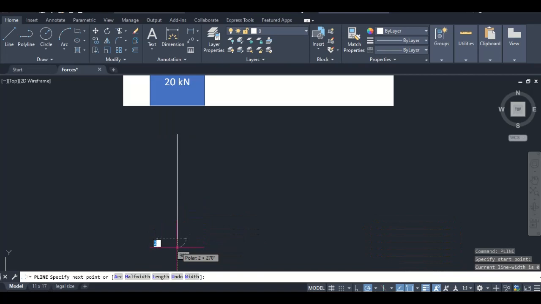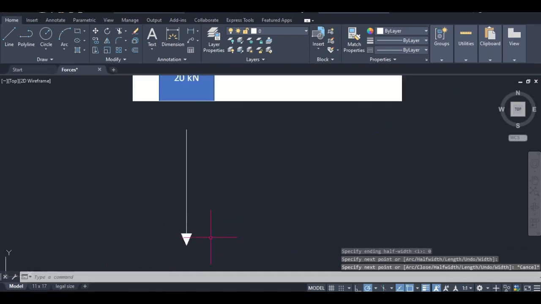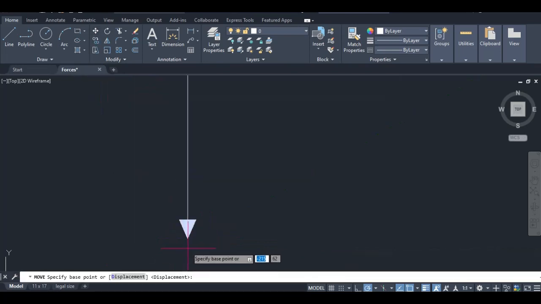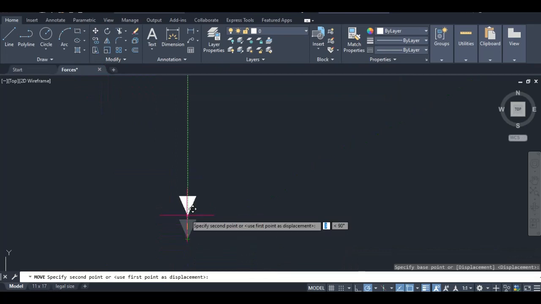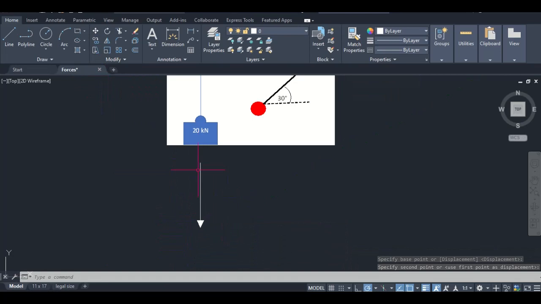So after polyline, I choose half width. Could have done H enter as well. Since this is 20, I'm going to make it 1, enter, 0, enter. Let's see how big it is. Okay, that's fine. And that's my arrowhead. That's as simple as how I drew the arrowhead. So if I did it at the end, all I'd have to do now is just to move it to the end of the line so that my entire vector line is the length it's supposed to be.